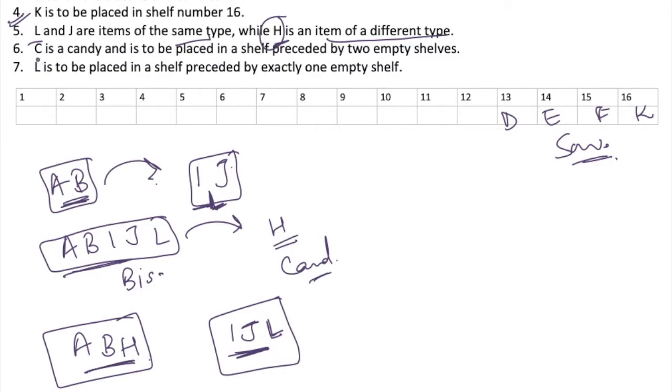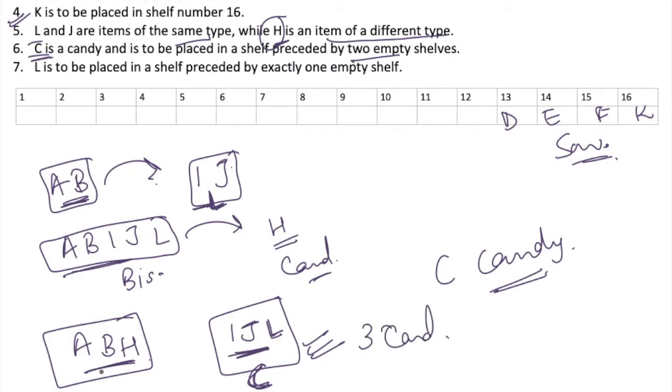Now the next statement says C is a candy and is to be placed in a shelf preceded by 2 empty shelves. In this case, if C is placed here, it is not possible because there are only 3 candies. Similarly, if we place C with ABH, it is also not possible because there are only 3 candies. So the only possible case is that ABIJL are biscuits, and H is a candy along with C. This means we are left with G, which will also be a candy.